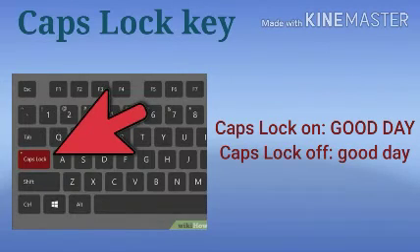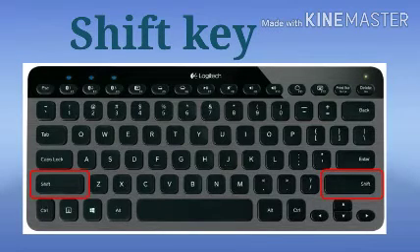Now, what is the use of caps lock key? The caps lock key lies just below the tab key. It is used when we want to type mostly capital letters. Pressing this key turns on caps lock. When caps lock is on, all the alphabet keys type capital letters, and when it is off, they type small letters.